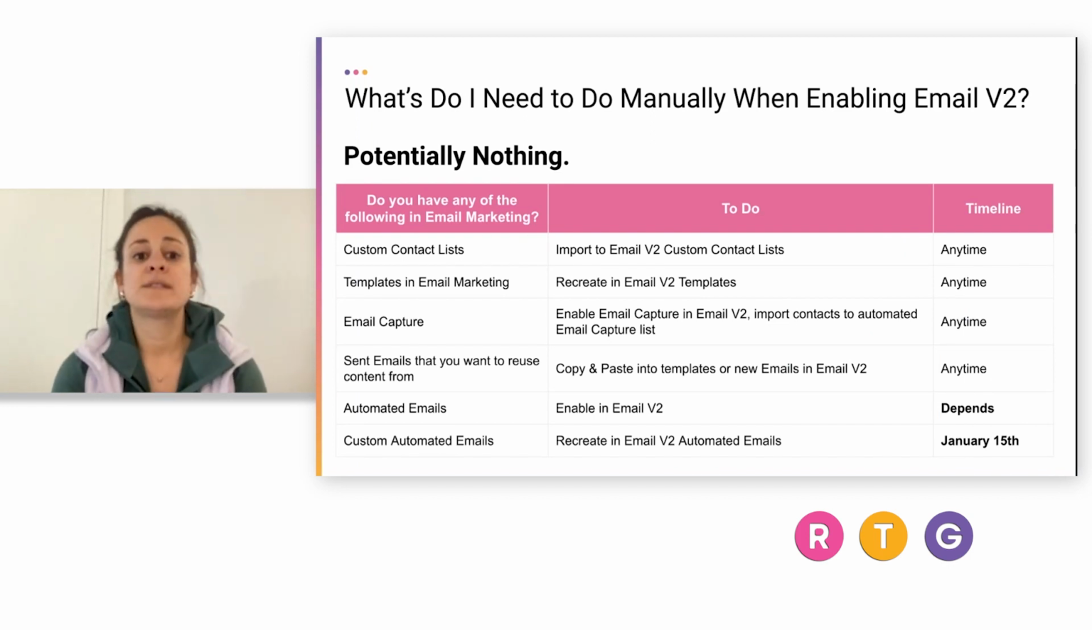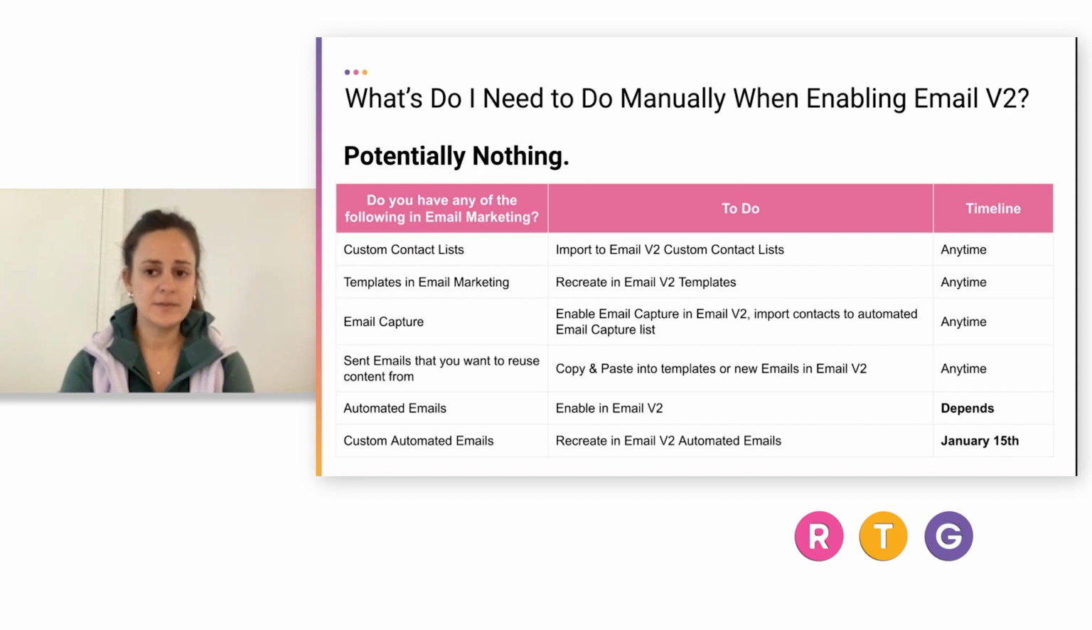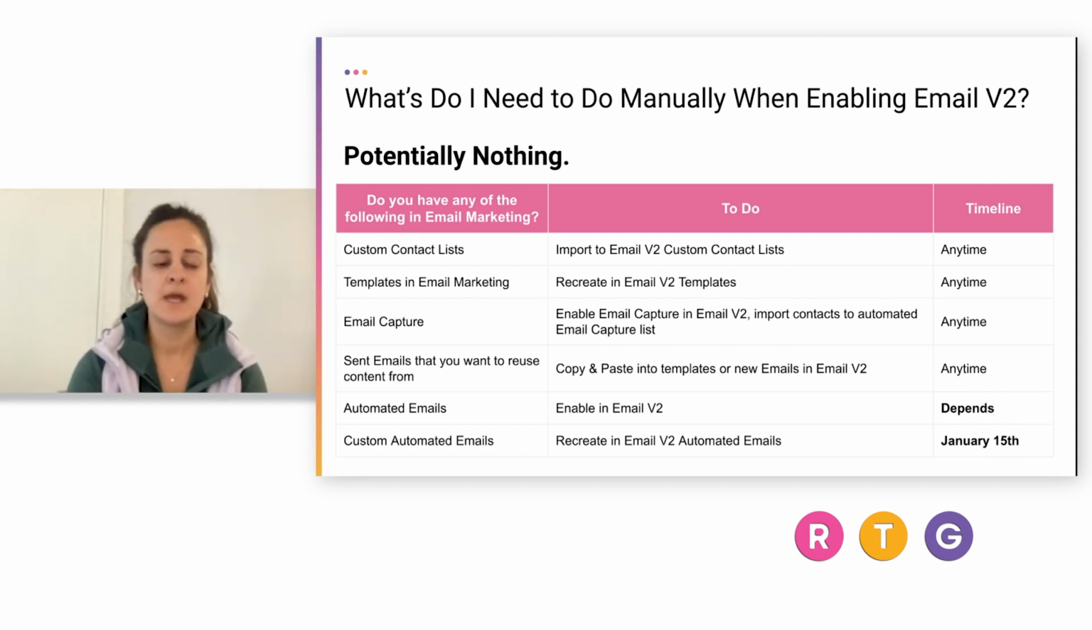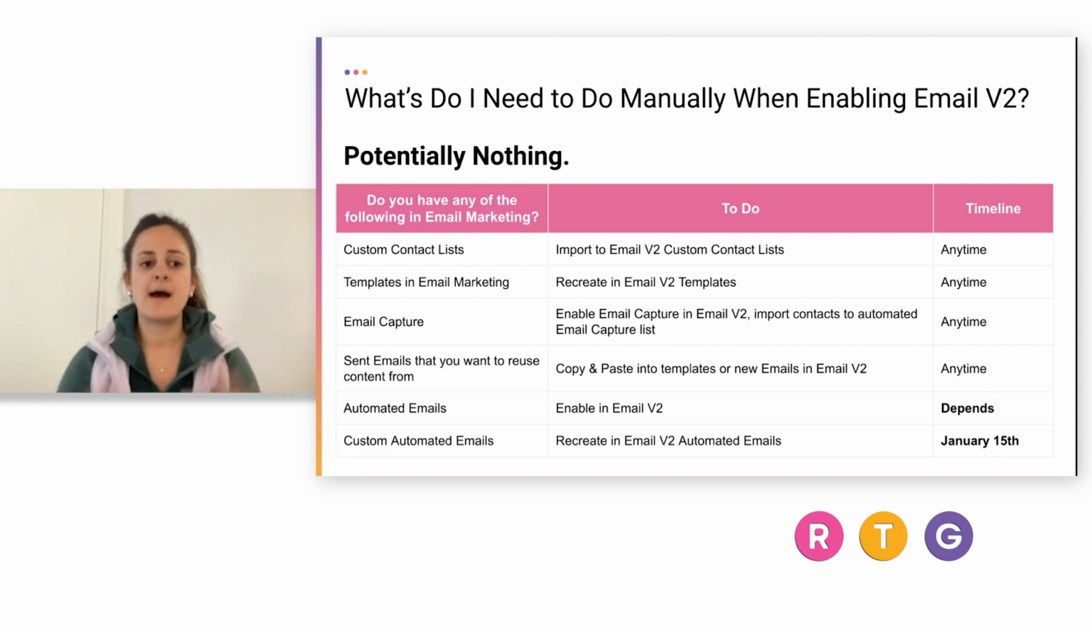There are also some things that you may need to do manually when you enable V2, but for most of our customers, I actually don't think that there's anything that you need to do. It's just switching to a new email marketing platform. But I wanted to outline the different potential things that you may have to do, and also give you an exact timeline of when you need to get them done.